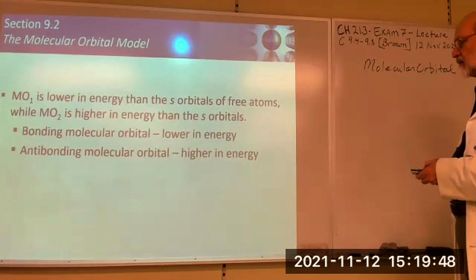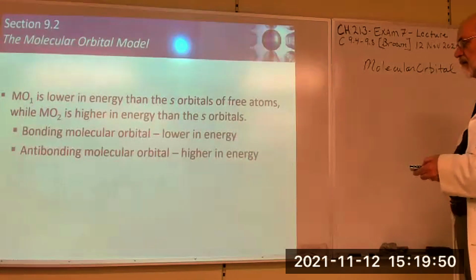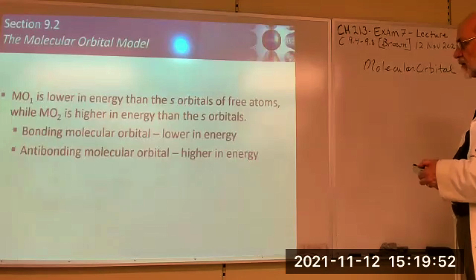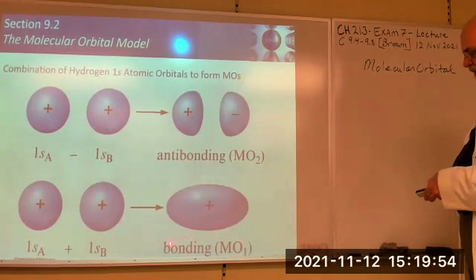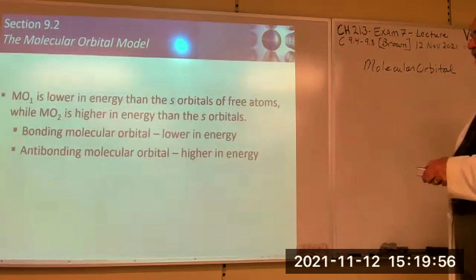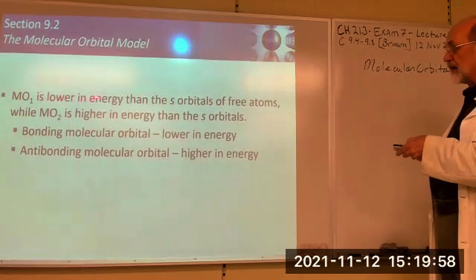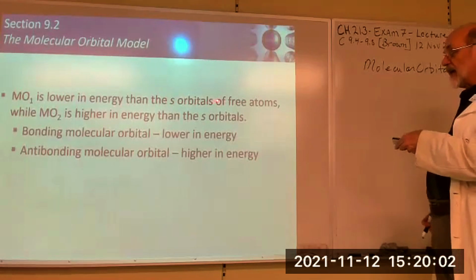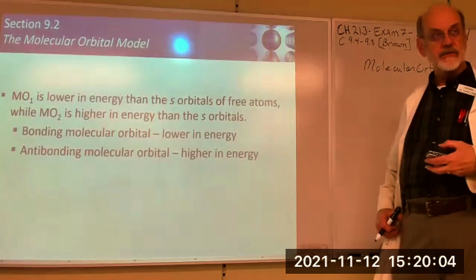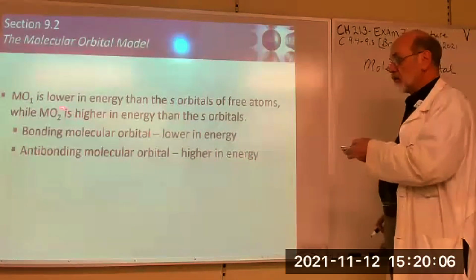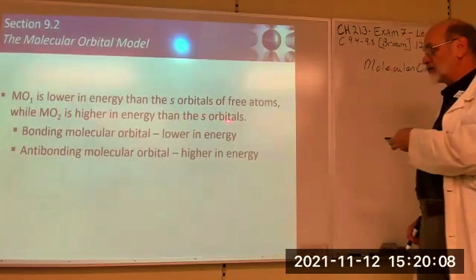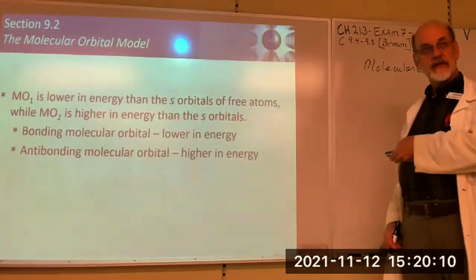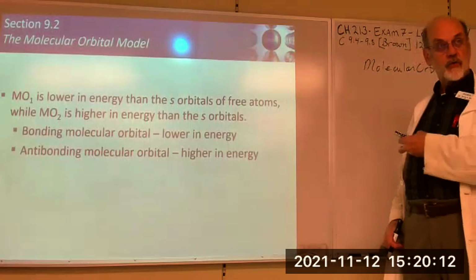So we're calling molecular orbital 1 the bonding orbital. That's the bonding. It's lower in energy than either of the s orbitals that came from the free atoms. Whereas MO2, the antibonding orbital, is higher in energy than the s orbitals from the atomic source.